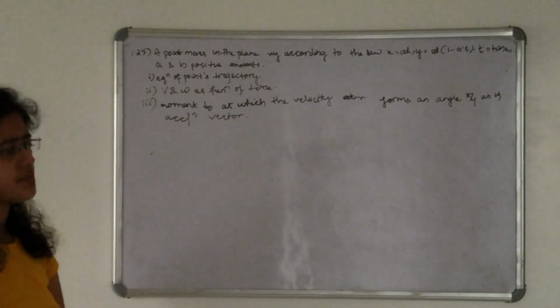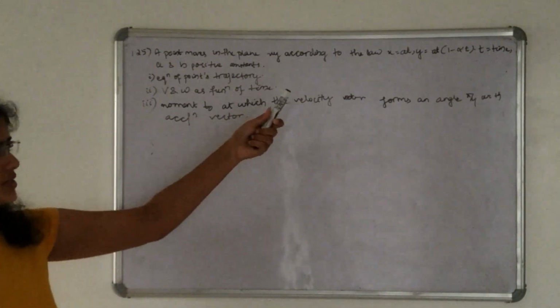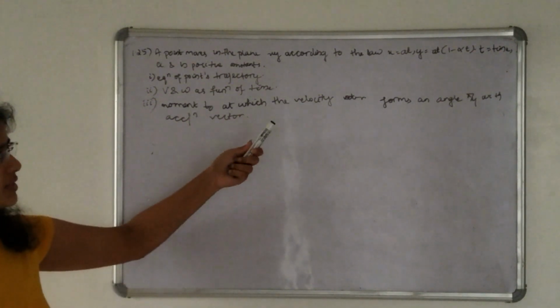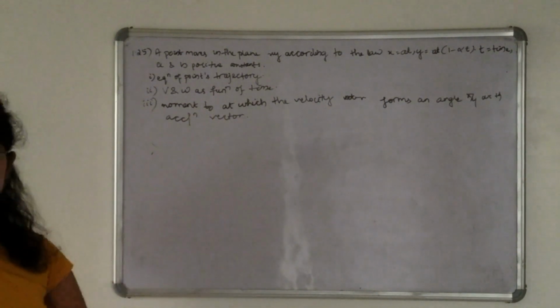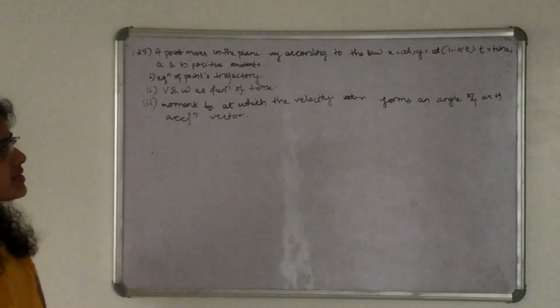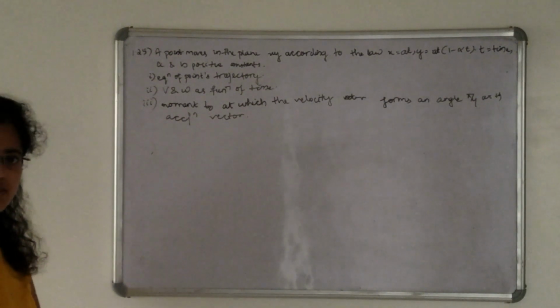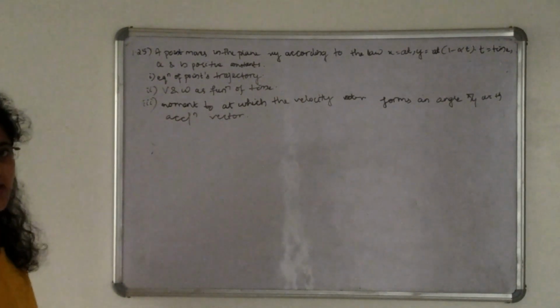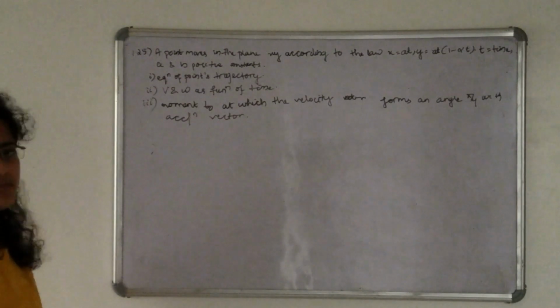Next, v and omega as functions of time. Simply differentiate these terms. That is, x is equal to at and y is equal to at into (1 minus alpha t). So r is how much? x i cap plus y j cap. Simply differentiate it, you can find v. Again differentiate it, you can find omega.